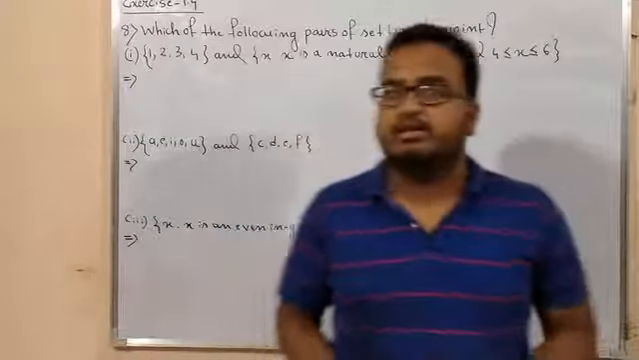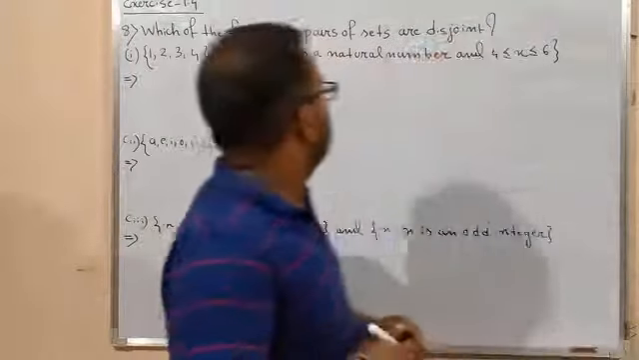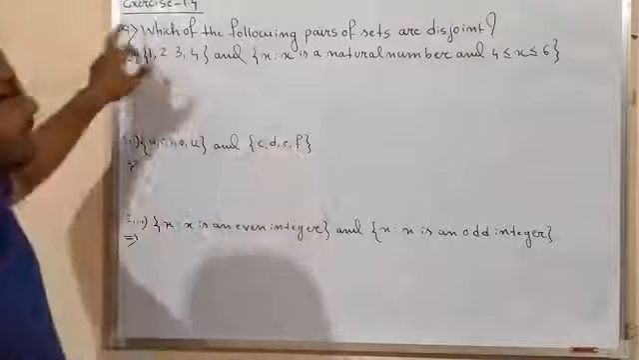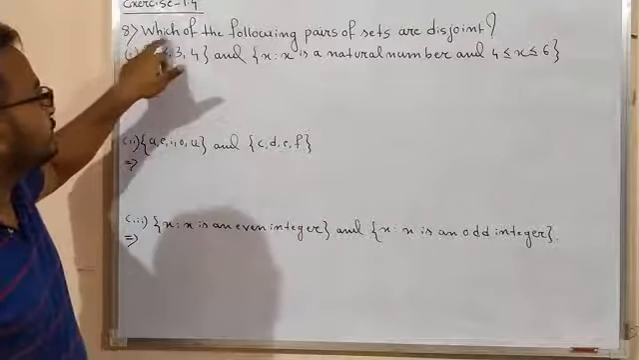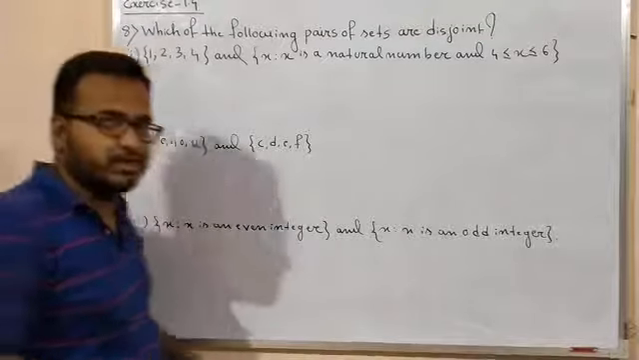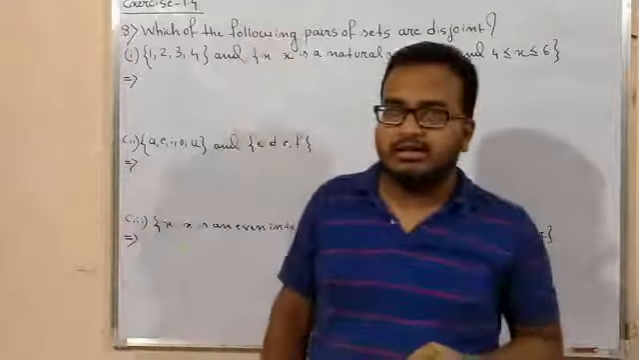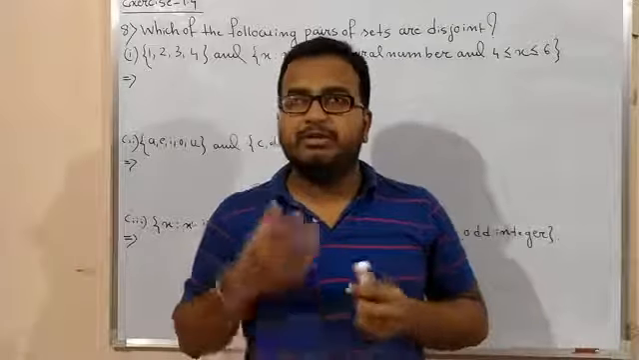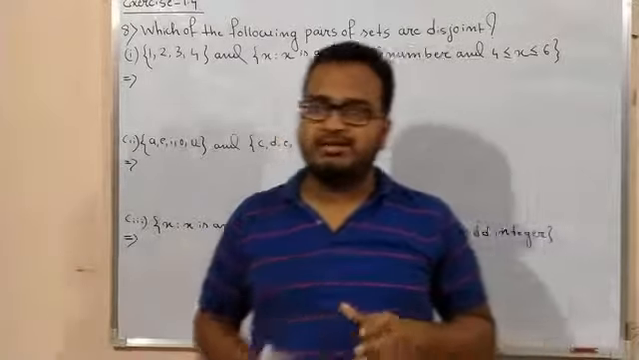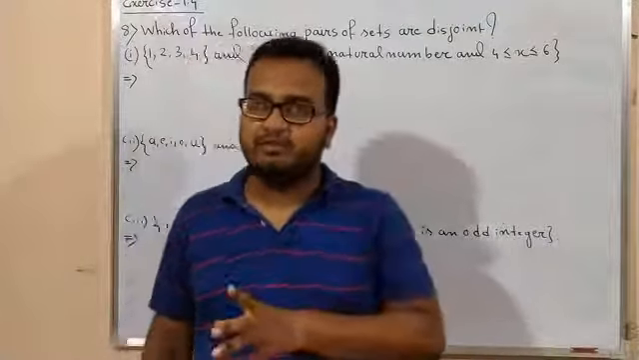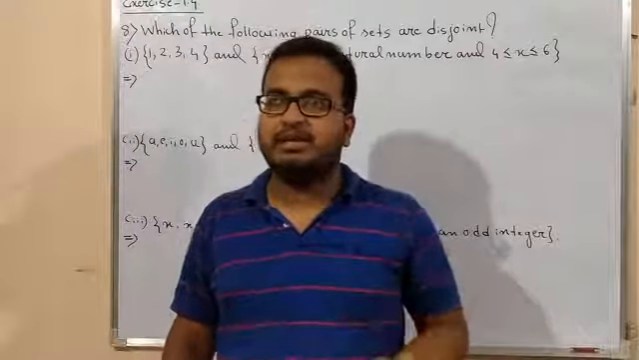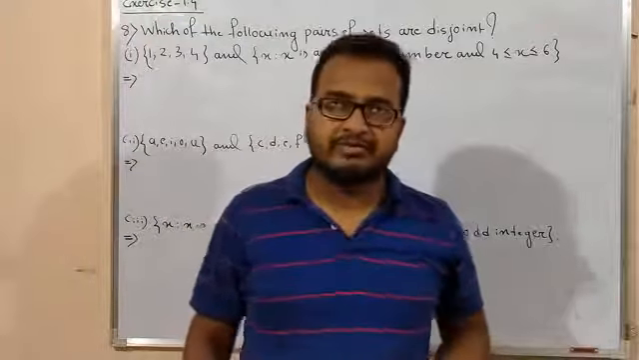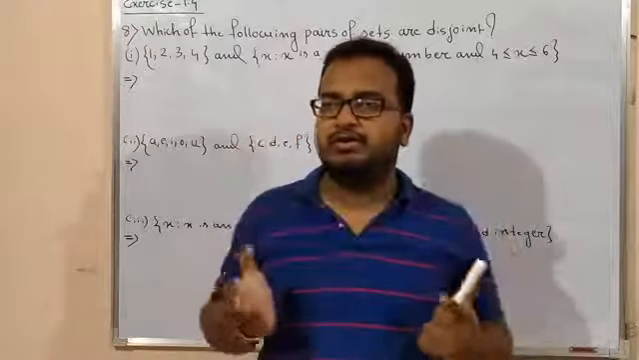Hello everyone. So let us continue our discussion. This is problem number 8. The problem is, which of the following pairs of sets are disjoint? So 3 questions are there. Each question carries 2 pairs of sets. You have to find which pairs are disjoint. Disjoint means if you find the intersection of both the sets, then the intersection must be an empty set. That means there is no common element between both the sets.